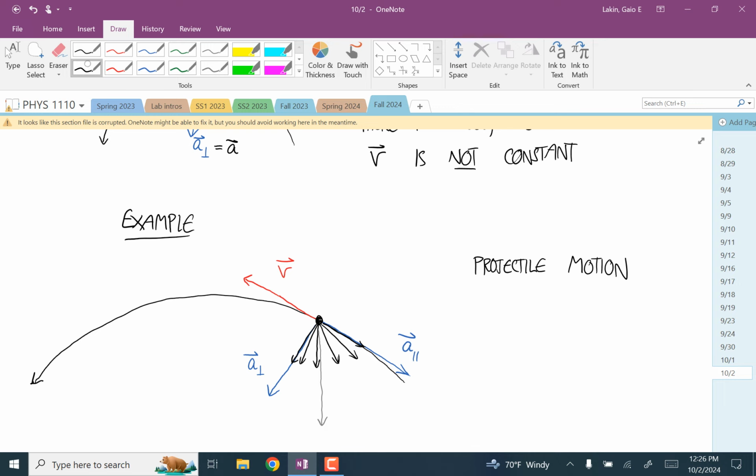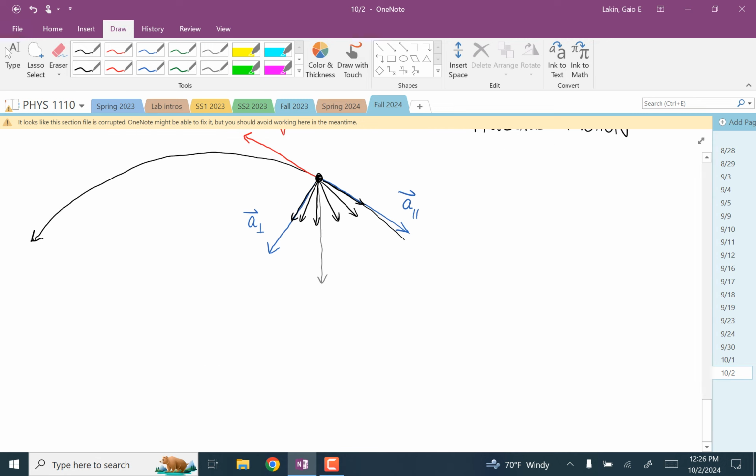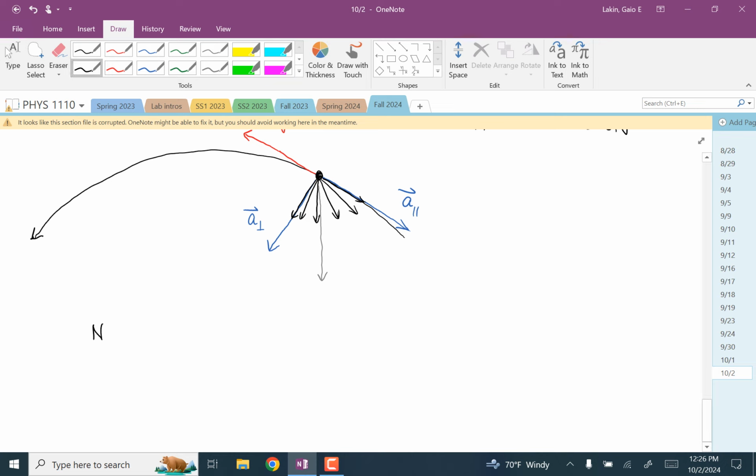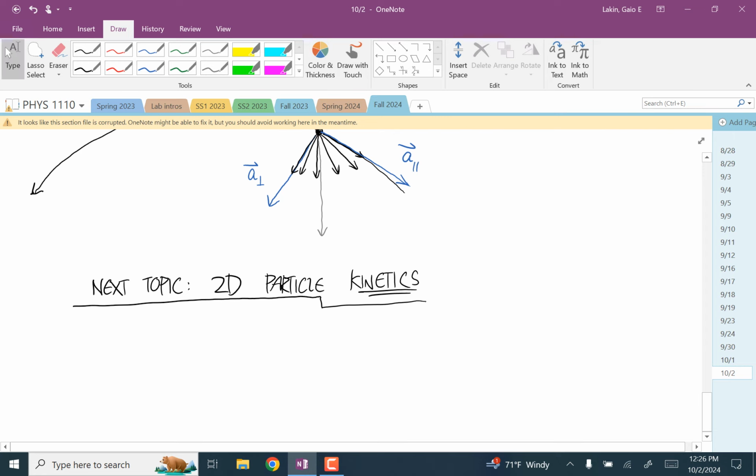Okay. Well, the next topic we're going to get into is 2D particle kinetics. We've been doing kinematics. So the next topic, 2D particle kinetics. And so remember that the meaning of all this, 2D means that the object is moving in a plane as opposed to a line in 1D.